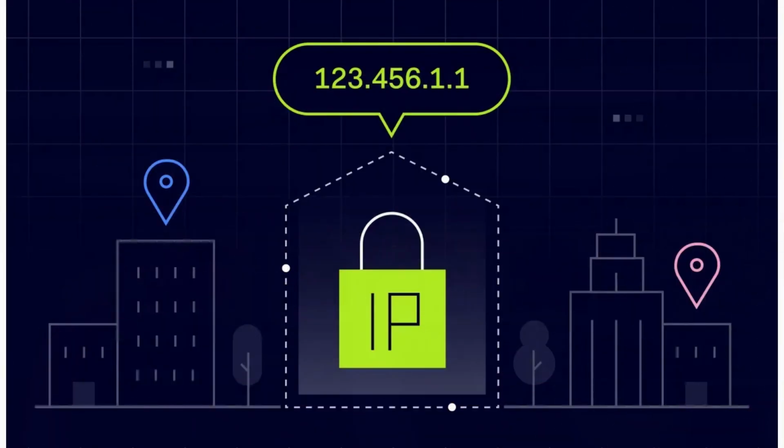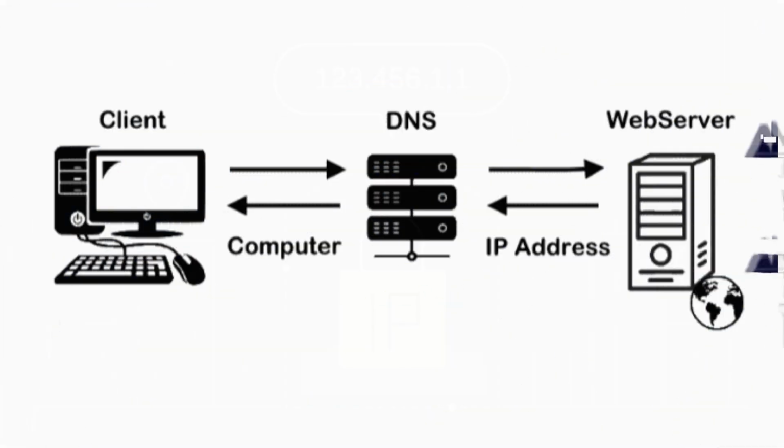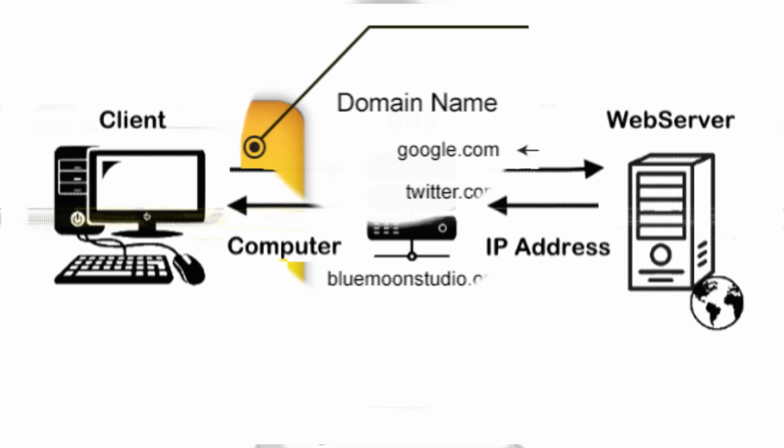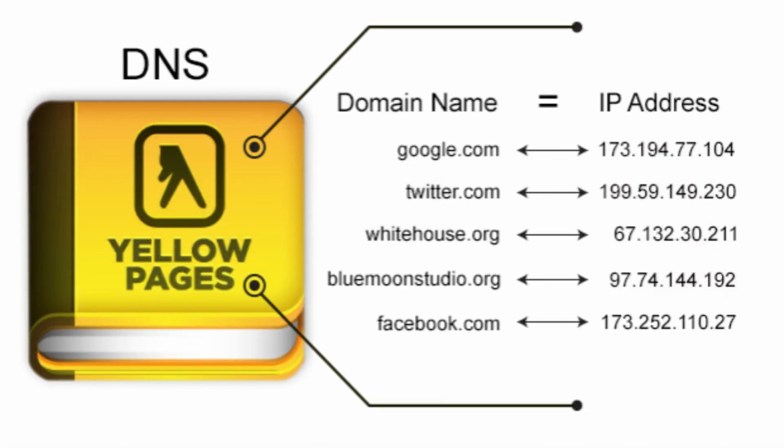But computers don't speak in names. They need numbers, called IP addresses, to talk to each other. So the very first thing your browser needs to do is translate Google.com into an IP address. That process is called DNS resolution. The DNS, or Domain Name System, works like the internet's phone book.